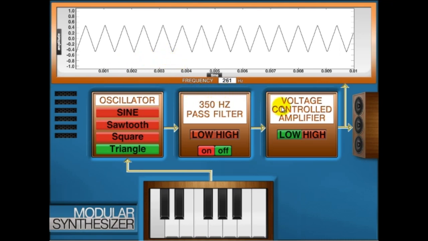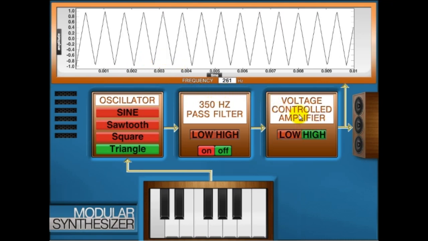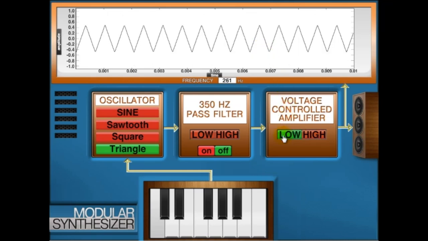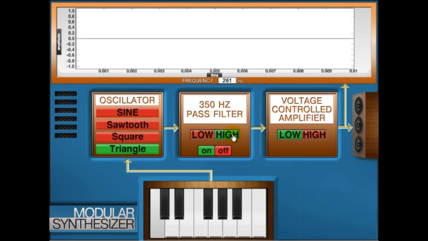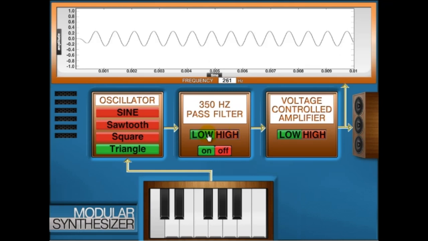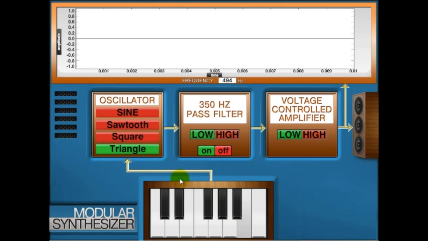beforehand. Go ahead and switch the voltage-controlled amplifier from low to high. Whoa, a lot louder, huh? Let's set that back to low. By selecting either low or high under the 350 Hz pass filter, the filter will block certain sounds when turned on. Continue to play around with different settings and see which sounds you can achieve.